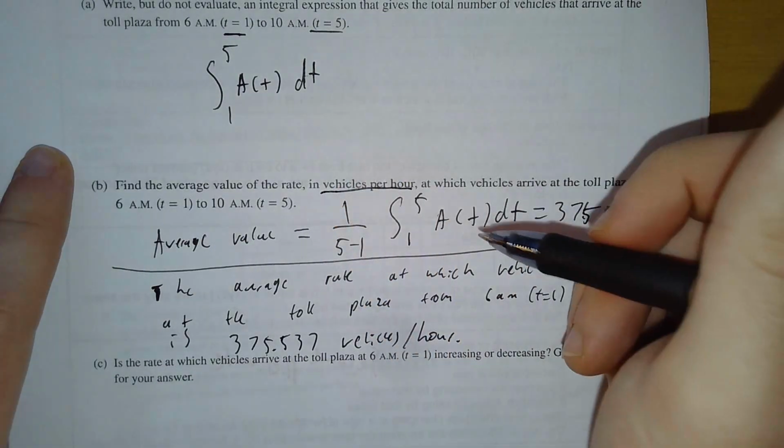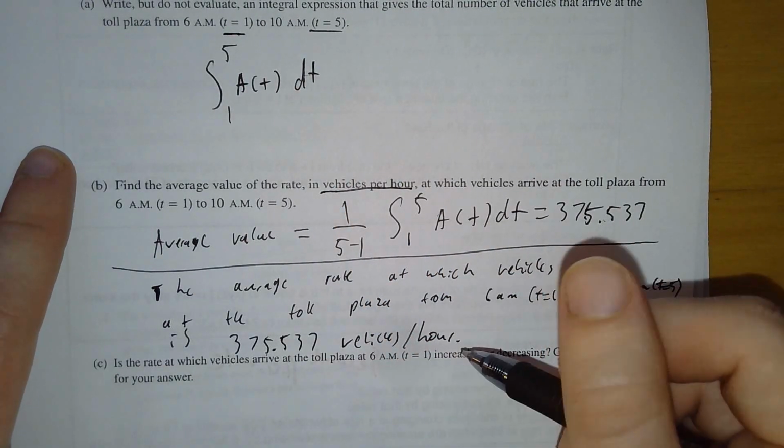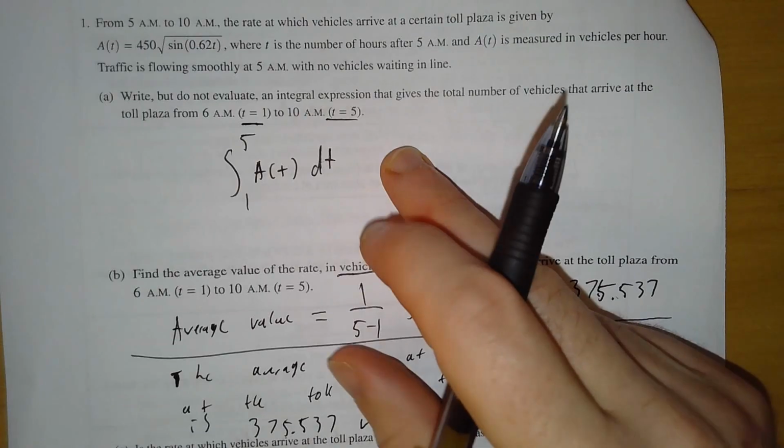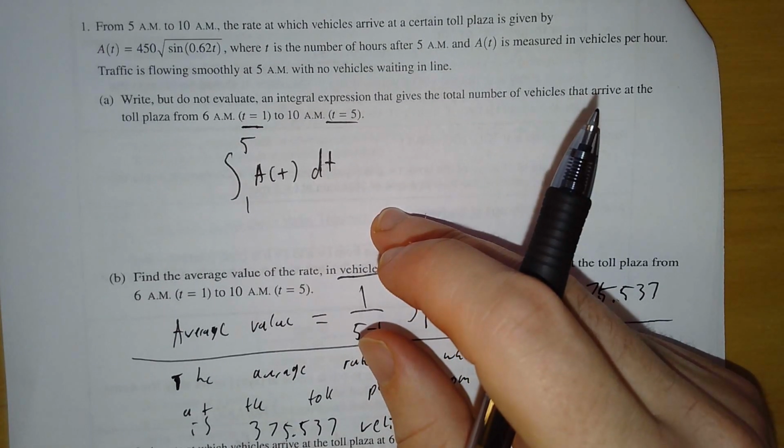I'm taking the average value of vehicles per hour. I get vehicles per hour. It's the rate, they stay the same. Whereas this one here would have just gotten me a quantity of cars, right?